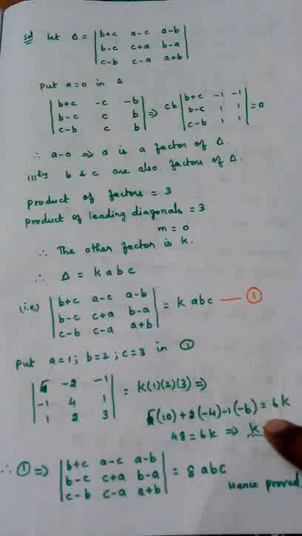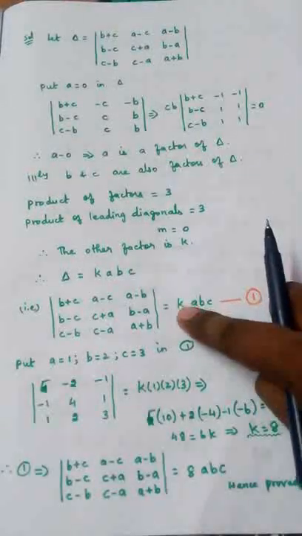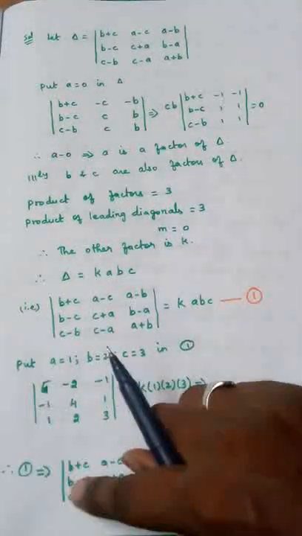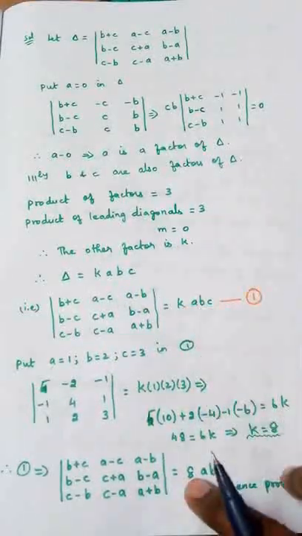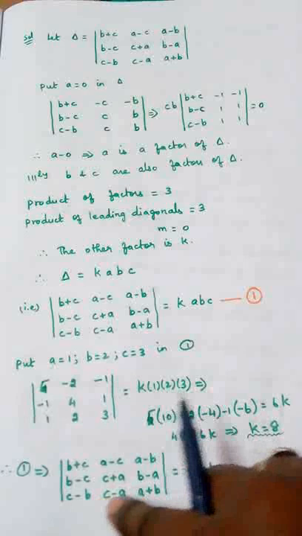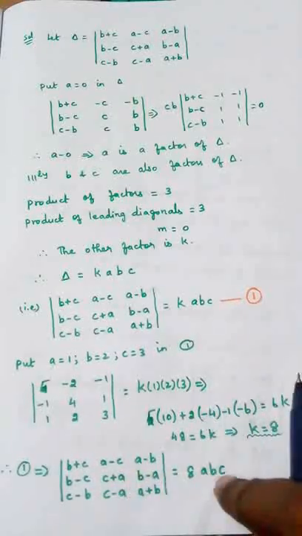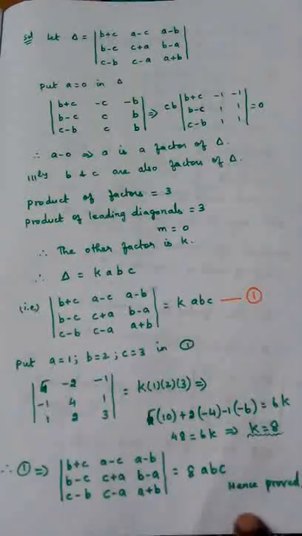Once we get the K value, we should substitute it in the first equation. So the first equation becomes, this is the question, this is equal to, in place of K, put 8ABC. So we have proved this result. This is what is asked in the question and we have proved this. So hence proved. Hope you have understood. We will see the next sum.